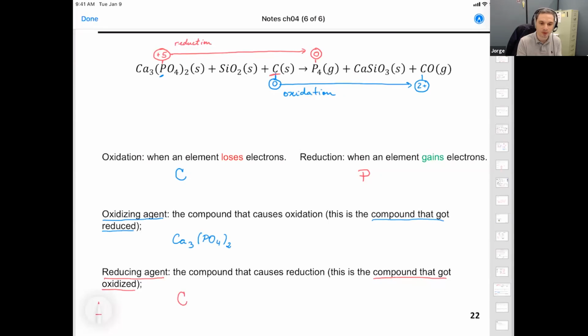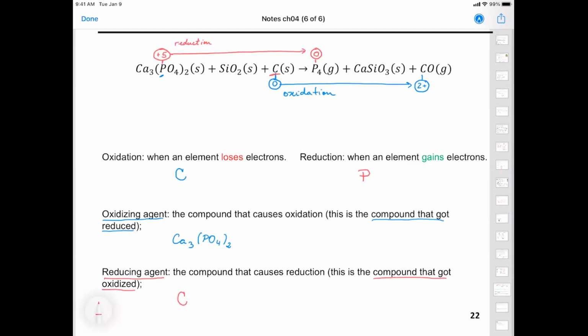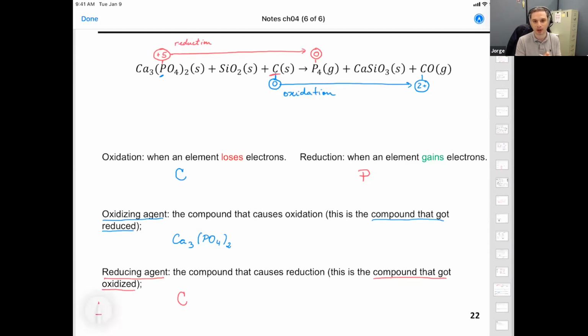Excuse me, George. Yes. So for oxidizing agent, are you always looking at the left side of the equation, and then for reducing agent, you're looking at the reagent side? Yes, always for oxidizing agent and reducing agent, you look at the left side of the equation. Okay.